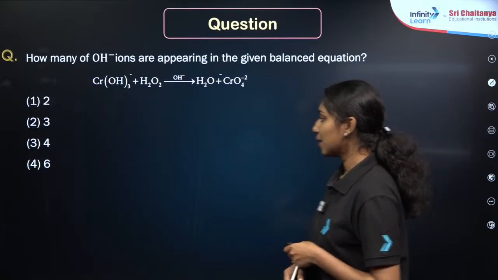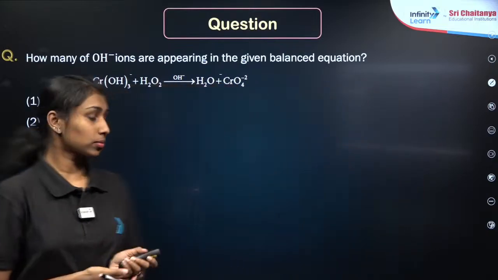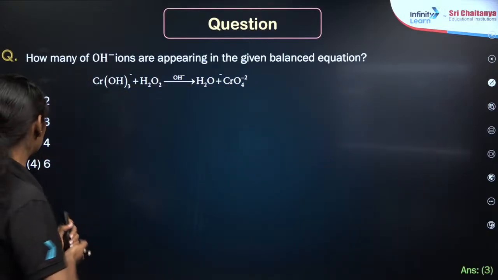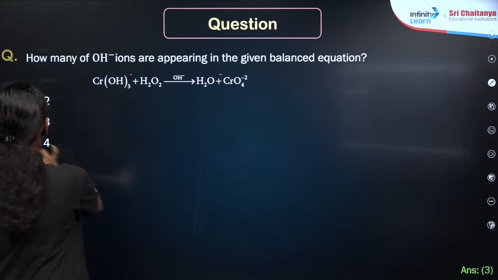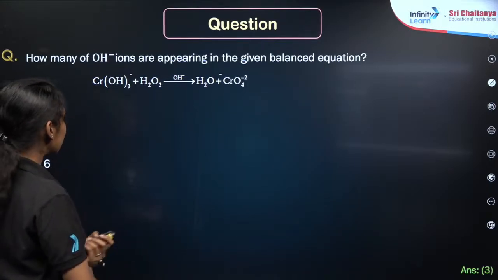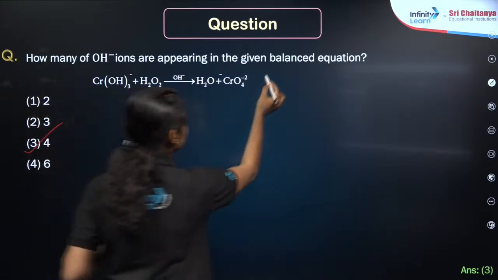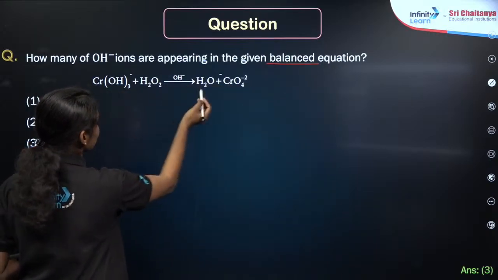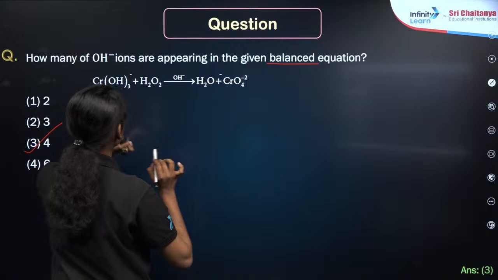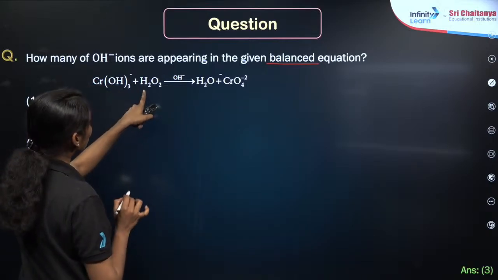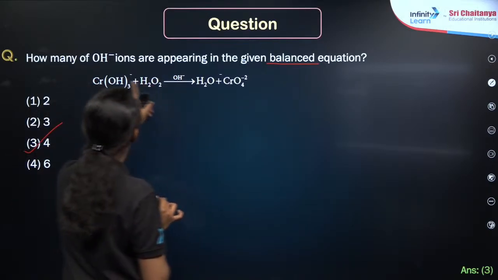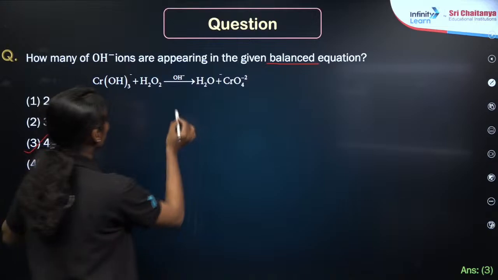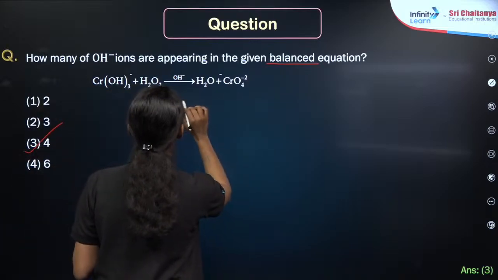Okay, what is the answer here? Option 3, right? 4. How can we calculate this? It is already given that this is a balanced equation, right? So here Cr(OH)3 plus H2O2 gives H2O. First balance the hydrogen atoms here. Here it is 2 hydrogen, 2 plus 3, 5 hydrogen, right? So we have to add in here also.